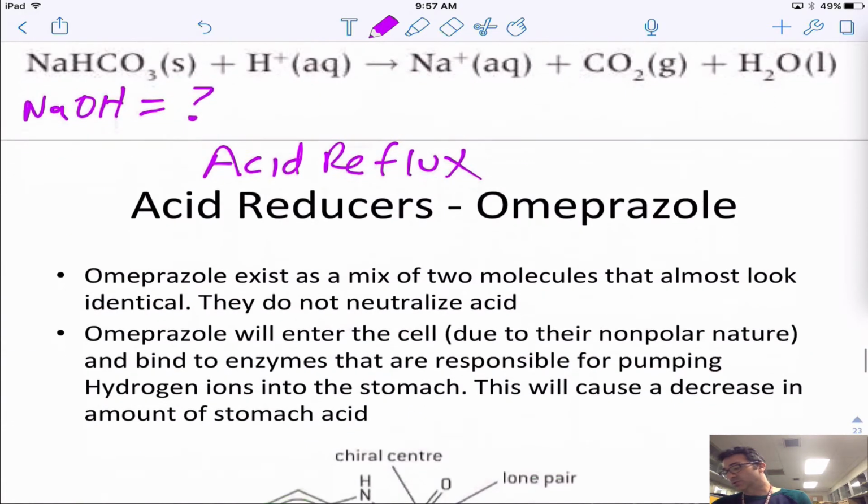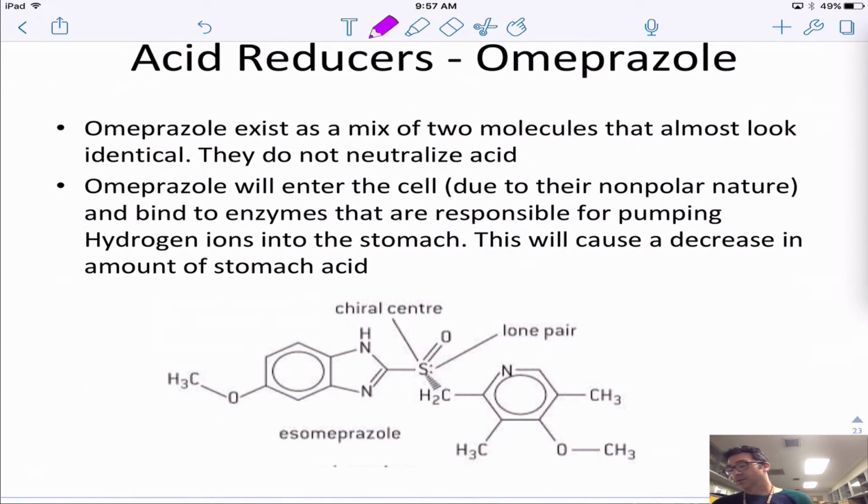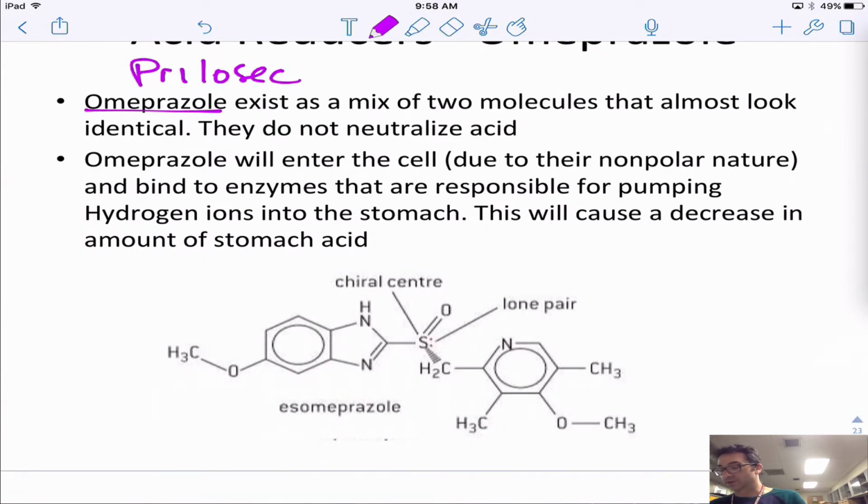And so they do this using acid reducers. There's two acid reducers that are common. One is of the omeprazole group. There's omeprazole, which is commonly known as Prilosec. You can buy that over the counter. There's also esomeprazole, which is known as Nexium.